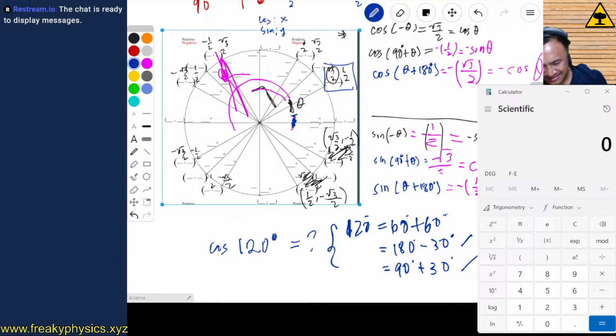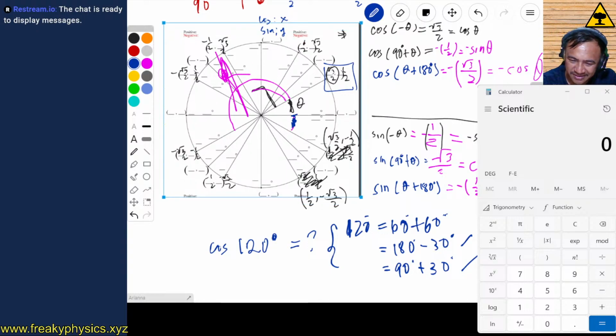Okay, how about we use this thing that we just learned, one of these: cosine of negative theta, cosine of 90 plus theta, or cosine of theta plus 180.